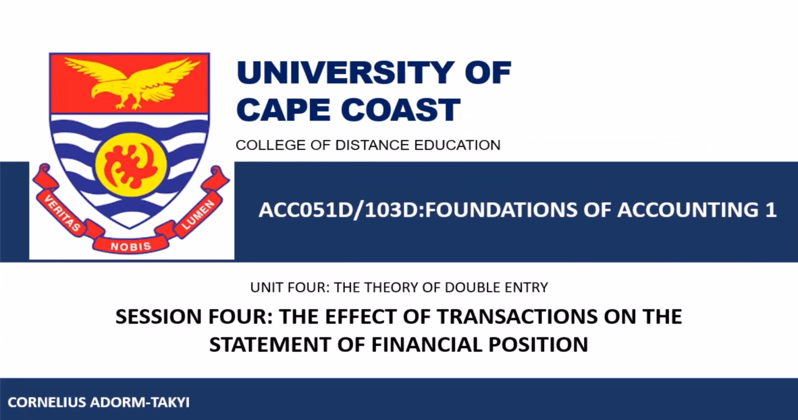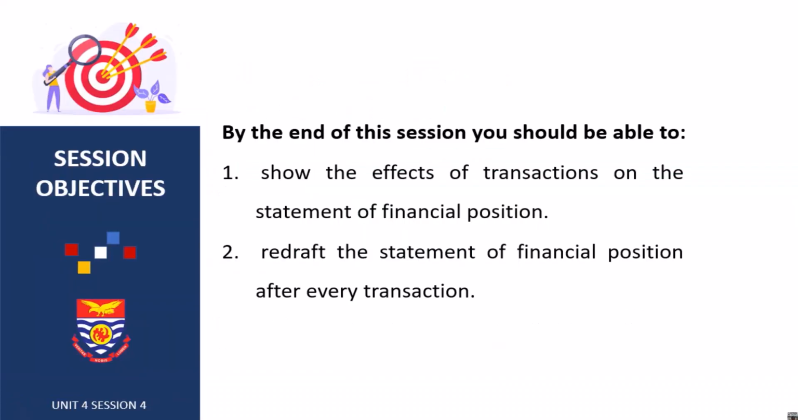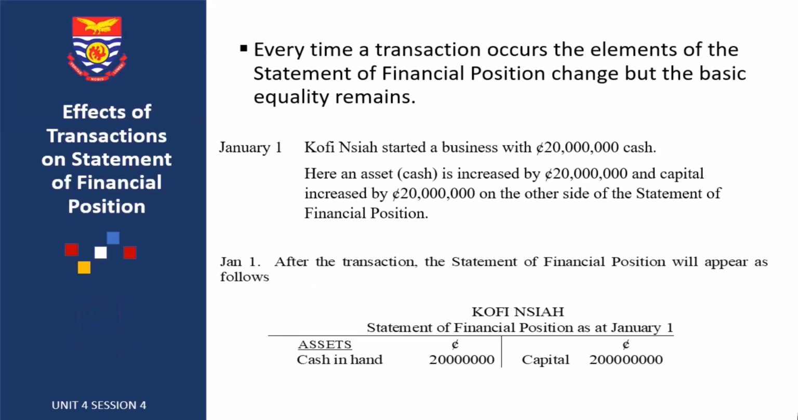Unit 4, the theory of double entry. Section 4, the effect of transactions on the statement of financial position. By the end of this session, we should be able to show the effect of transactions on the statement of financial position and redraft the statement of financial position after every transaction. Effect of transactions on the statement of financial position.